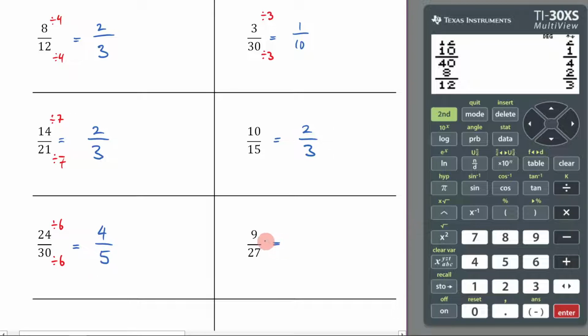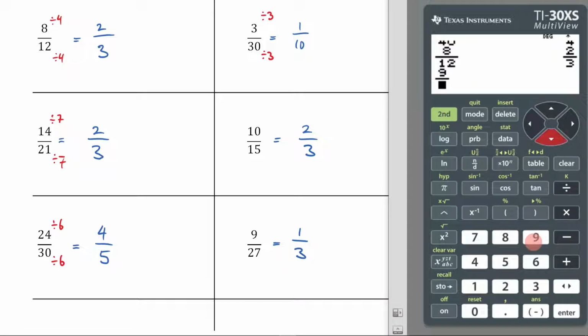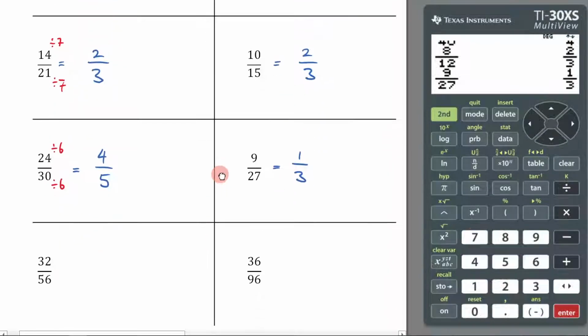Over here, this is 9 on 27. Again, I'm thinking of my times tables, and I'm saying, you know what? Both of these are in my 9 times tables. 9 divided by 9 is 1, and 27 divided by 9 is 3. And again, if you want to check your answer here, you can just go 9 on 27, just like this, and you get your answer as 1/3. We come to the next one here.